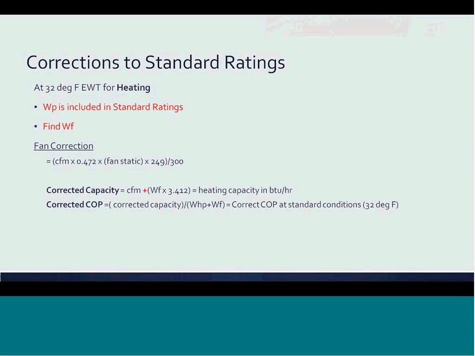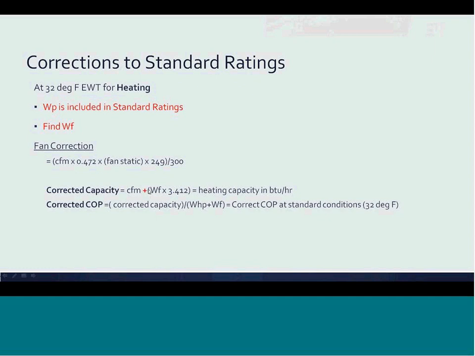W sub F is the energy in watts consumed by the geo heat pump for fan energy at design conditions. The external static pressure of the ductwork is not accounted for in the standard rating values. This must be corrected applying the calculation shown here. So here in the correction value where it says fan static, you would insert your ductwork design measure such as 0.70 ESP. That's the number that you need to insert here. When correcting for the fan energy, it is important to note that this additional energy in the form of heat is applied and actually increases our heat pump capacity, as noted here by the plus symbol.